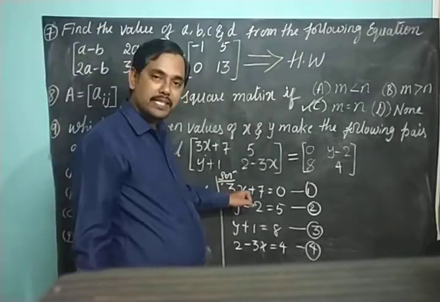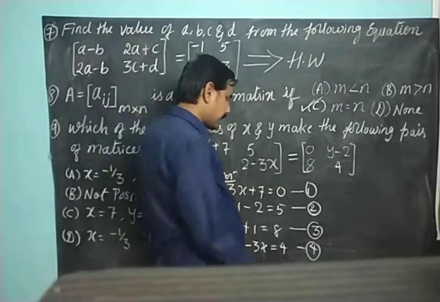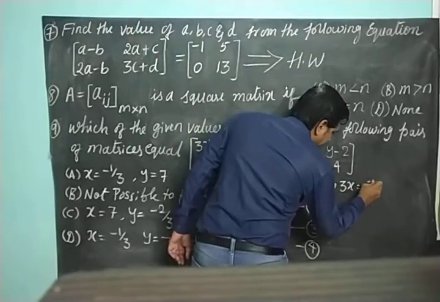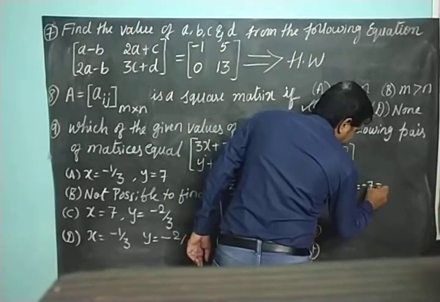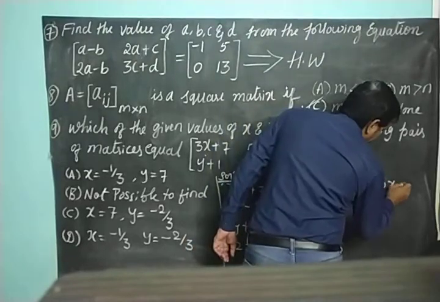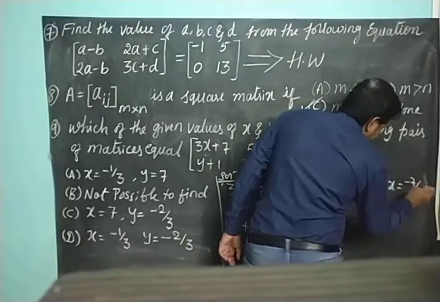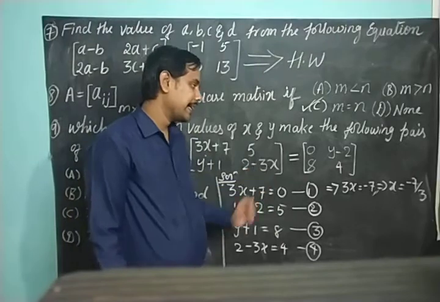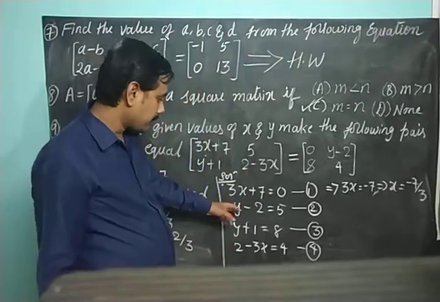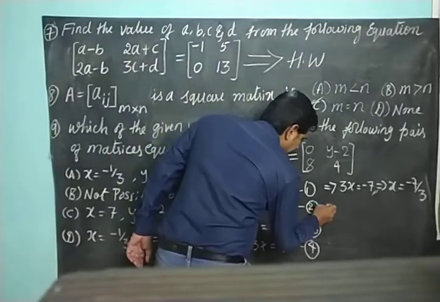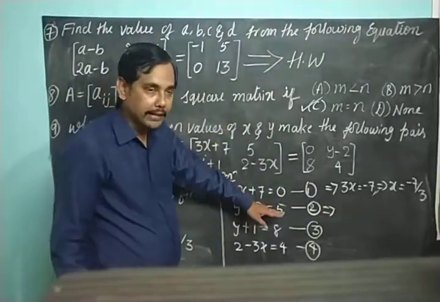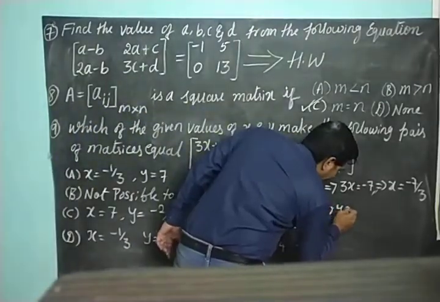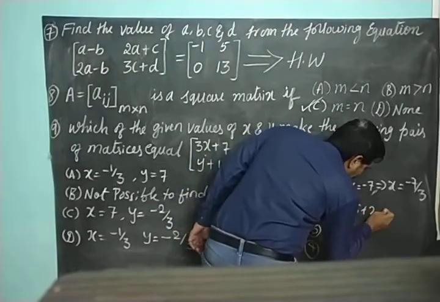Right? So if 3x plus 7 is equal to 0, what will be the value of x? I can write 3x is equal to minus 7. X is equal to minus 7 by 3. Right? 3x plus 7 is equal to 0. Shift 7 to the other side. So you get x is equal to minus 7 by 3. What will be y? Y minus 2 is equal to 5. So minus 2 shifted to the other side becomes plus 2. So I can write y is equal to 5 plus 2, that is 7.